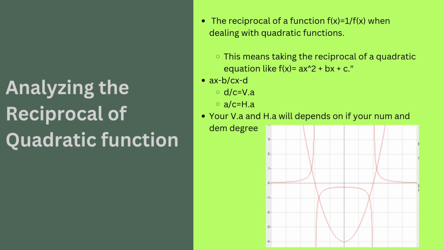Find my f of x when dealing with a quadratic function. This means the reciprocal of a quadratic equation is f of x equals 1 over a squared minus a squared plus b squared plus x. So the form of the equations is ax minus bx divided by cx minus d. d divided by c is the vertical asymptote, and a divided by c is the horizontal asymptote. It depends on the numerator and the denominator.